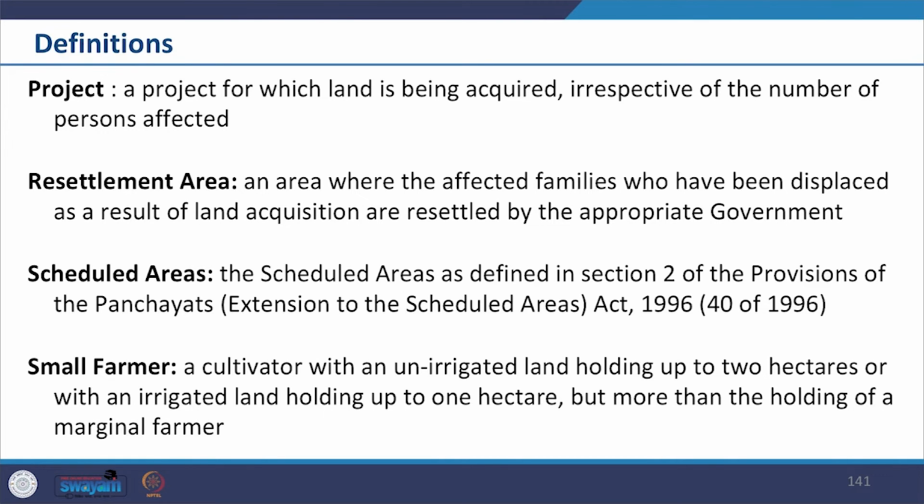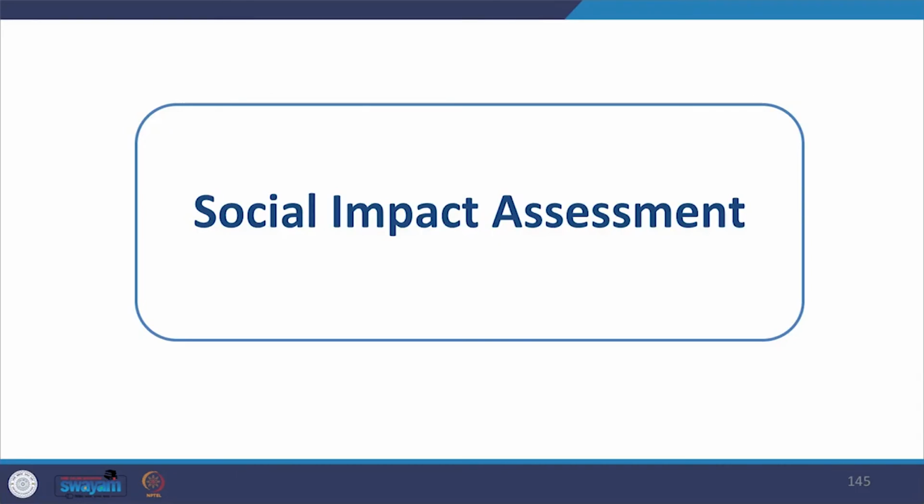We see scheduled areas, which are scheduled areas as defined in section 2 of the Provisions of the Panchayats Extension to the Scheduled Areas Act of 1996. We also see small farmers being defined here. So, we saw some selective definitions from this Act. It is liable to change from time to time as per the prevalent state or central government law. This Act made provision for preparation of social impact assessment study.